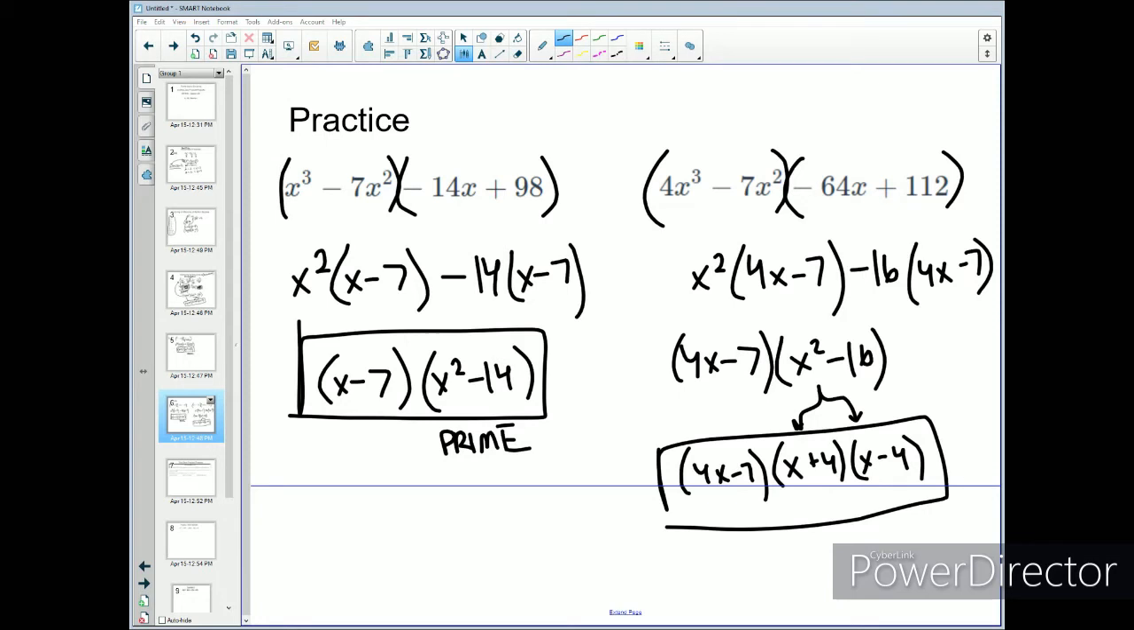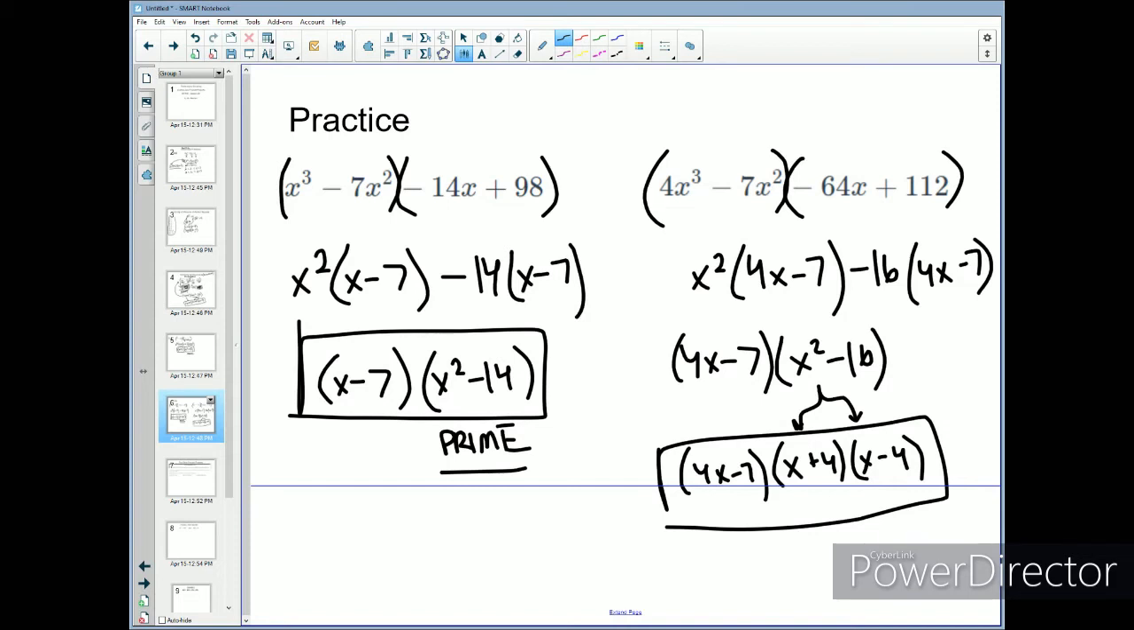And there you have it. All right, so here's our two factored forms. X minus 7 times x squared minus 14. X squared minus 14 is prime, even though it is a difference, because 14 is not a perfect square. Yes, it is 7 times 2, but that's not what we're looking at for squares. We're looking for 7 times 7. 7 times 7 is 49, not 14.